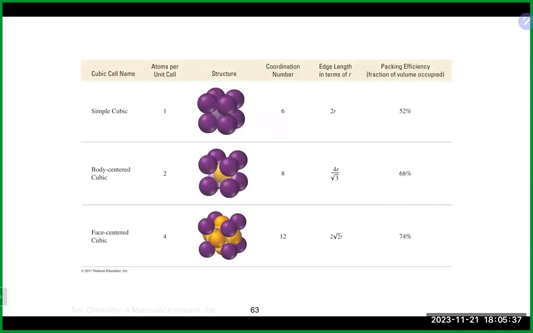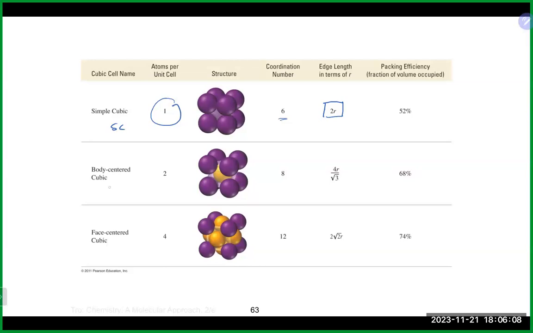So these are the three different types of cubic unit cells that we're going to talk about. The first one is a simple cubic, which is sometimes abbreviated as SC for simple cubic. It has one atom per unit cell, which is an important number to remember. So simple cubic has one atom. To calculate the edge length, it is 2 times the radius. And it has about 52% packing with a coordination number of 6, basically.